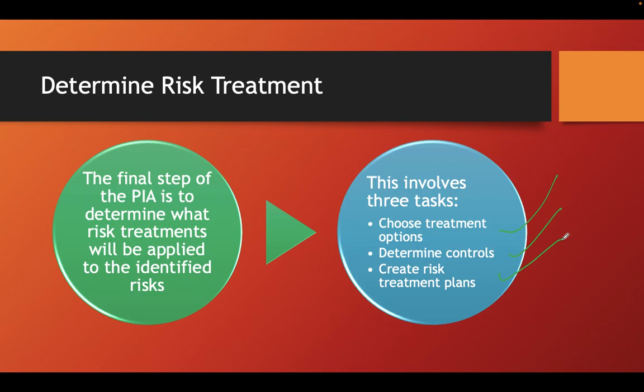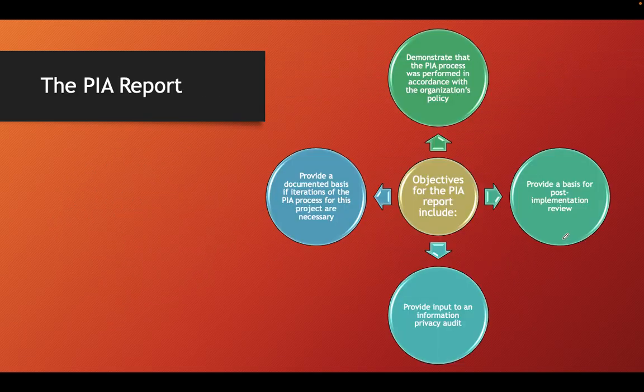These are the three processes that you have to do in order to be able to treat the risk that comes to the organization. You have to choose the treatment option, determine the control, and then create risk treatment plans. Okay, now the PIA report. After you've treated that, you have to give a report.